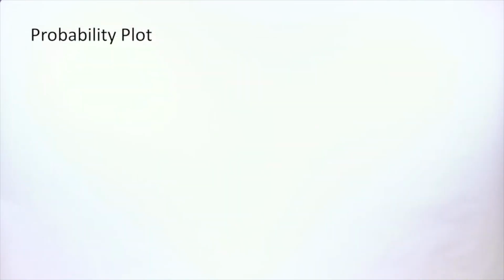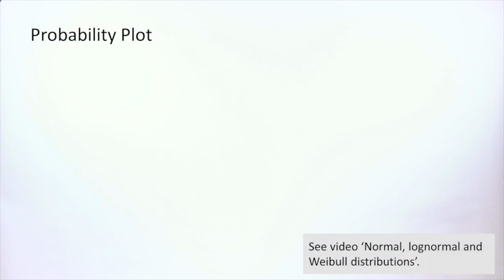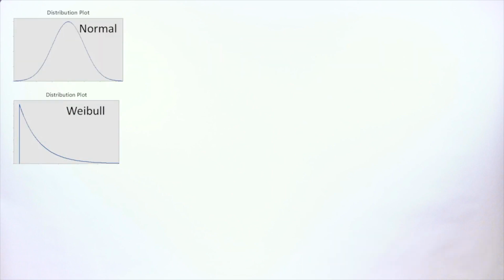But first, let me show you the distributions that we will consider. You saw them already in the video on normal, Weibull and log normal distributions. There are many different probability distributions. In a Lean Six Sigma project, you will often only encounter these three though, so that makes life a lot easier. You will see the normal, the Weibull or the log normal distribution.